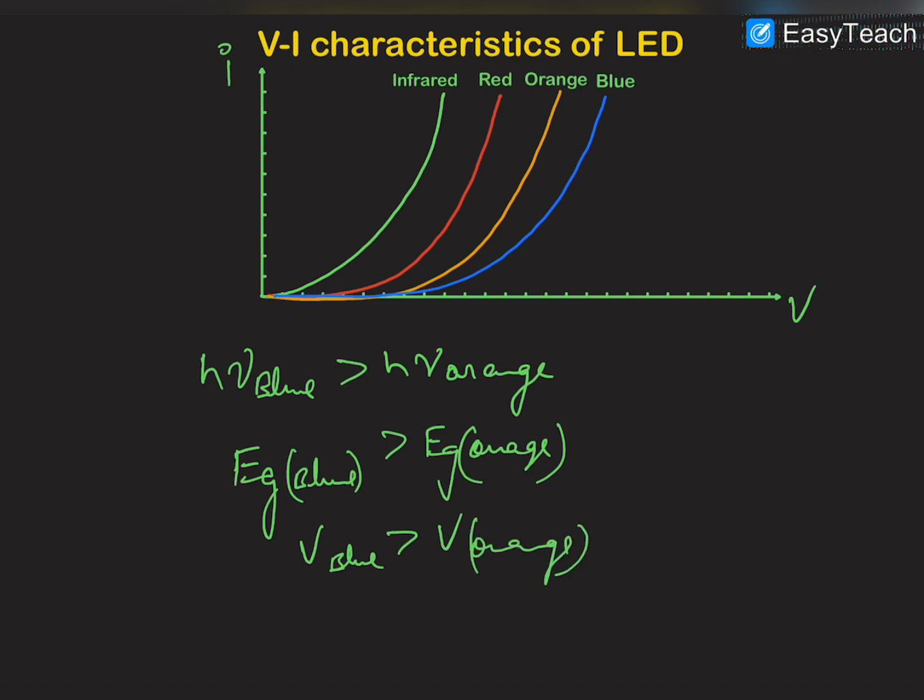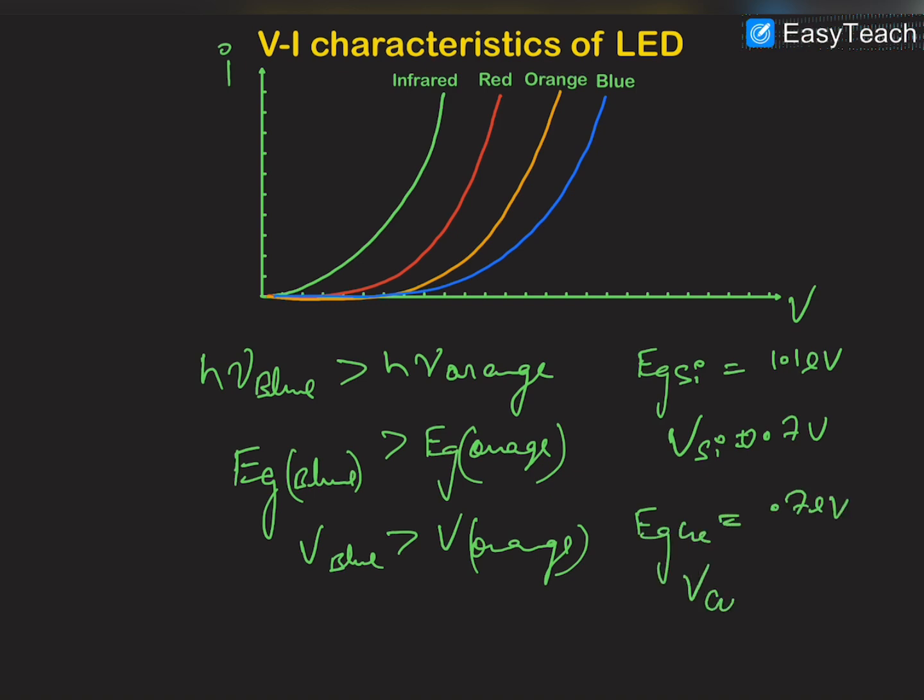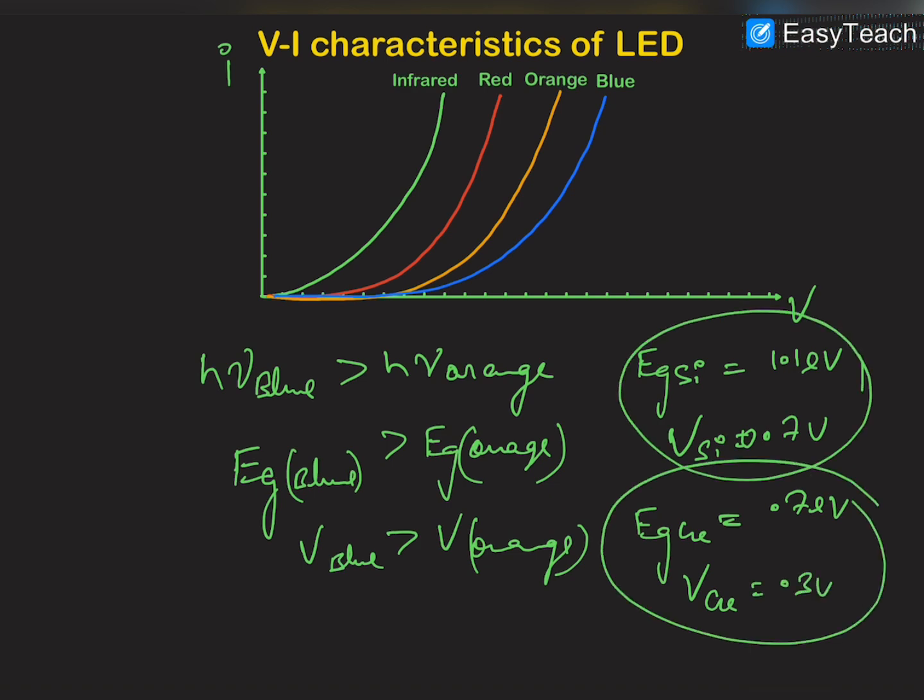You should remember that the forbidden energy gap of silicon is 1.1 eV and the knee voltage of silicon is 0.7 volt, and the forbidden energy gap of germanium is 0.7 eV and the knee voltage of germanium is 0.3 volt. So the material which has the greater forbidden energy gap will have the greater knee voltage. So this is the VI characteristic of the LED.